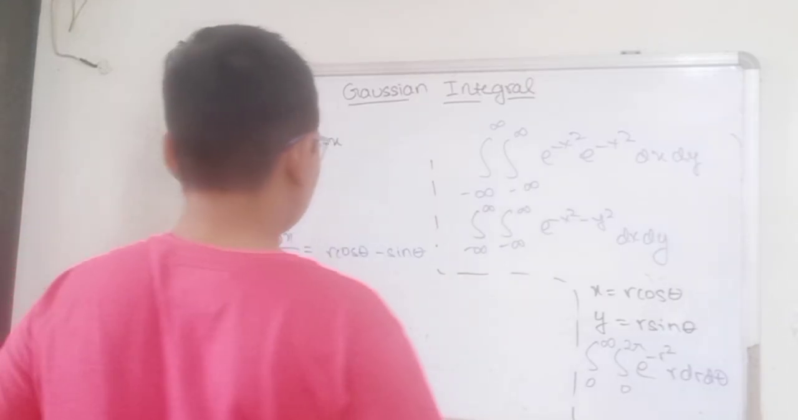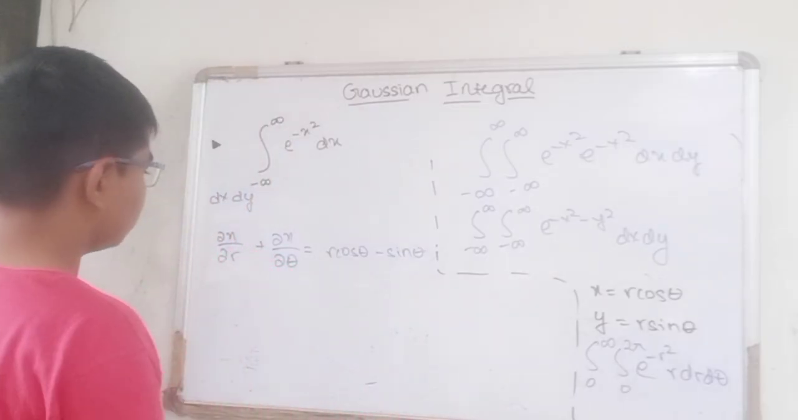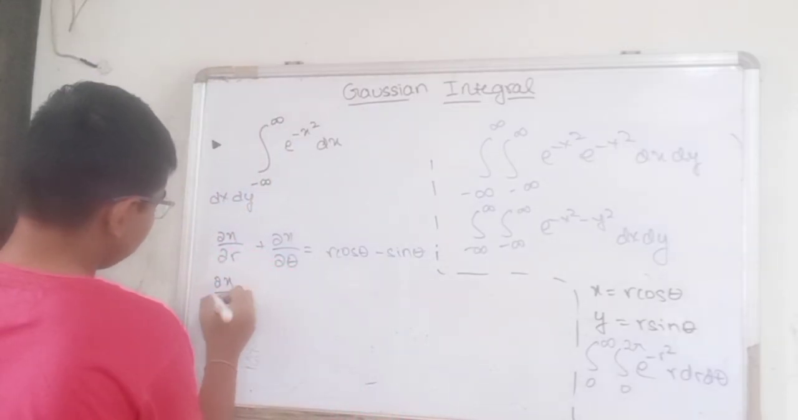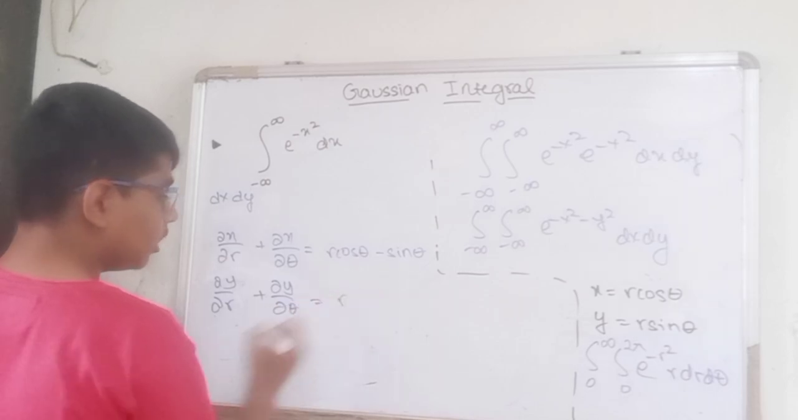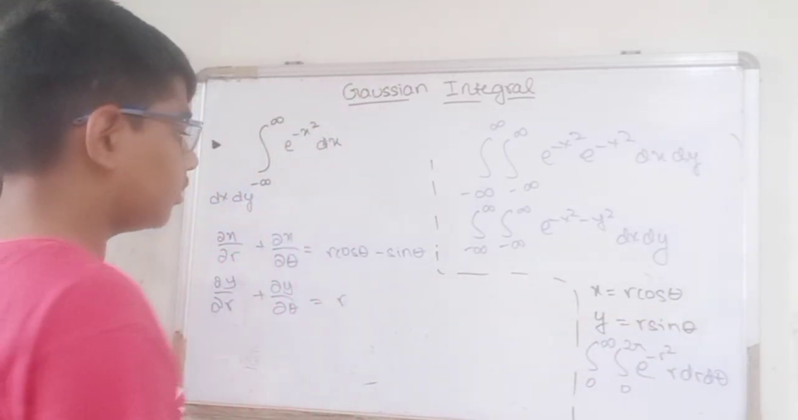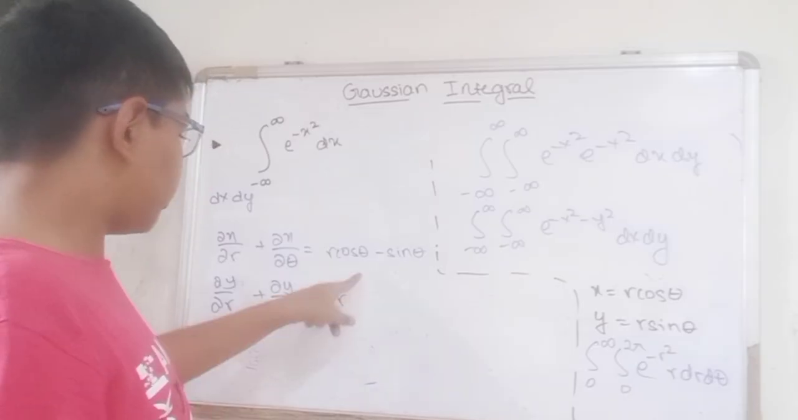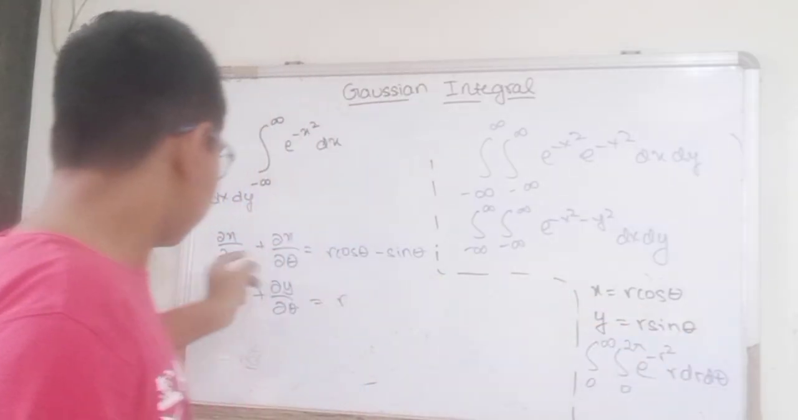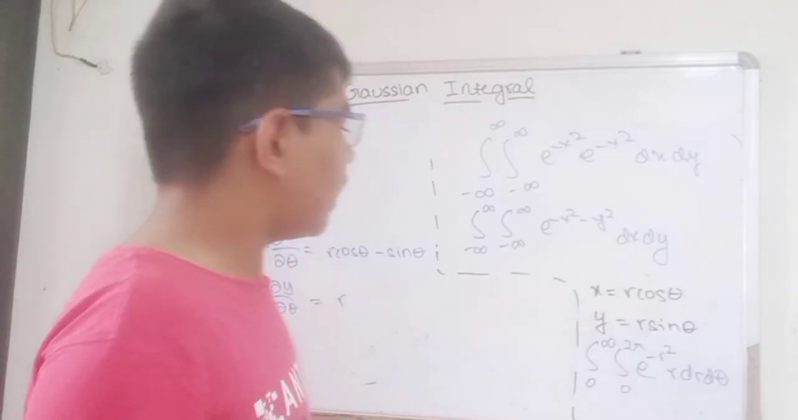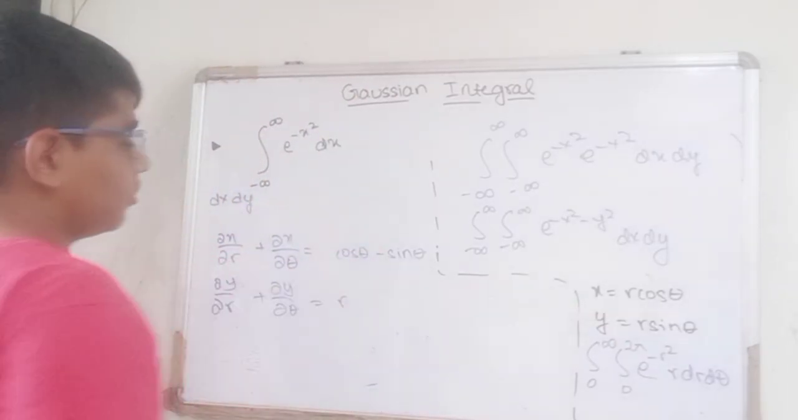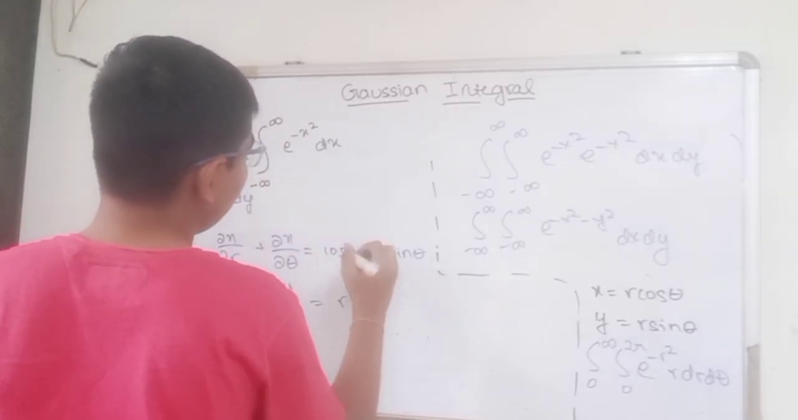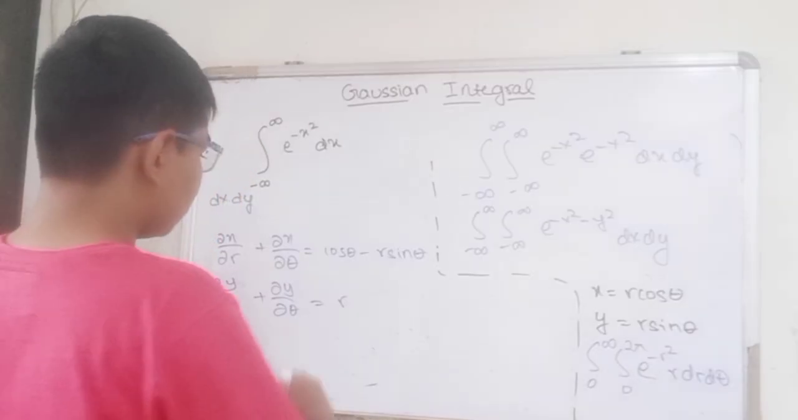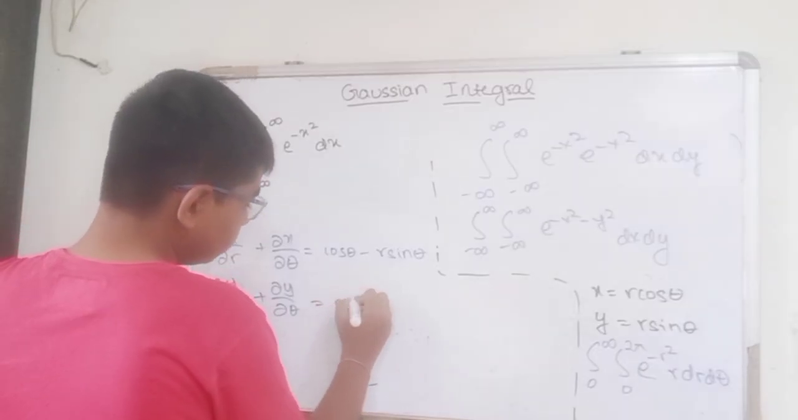Now you do the same thing with y. dy by dr plus dy by d theta. Here we'll take r sin theta. Wait, I messed up here. It is r cos theta, so with respect to r we get cos theta only, and with respect to theta we get minus r sin theta. So cos theta minus r sin theta. Here we get the same thing, but reversed.